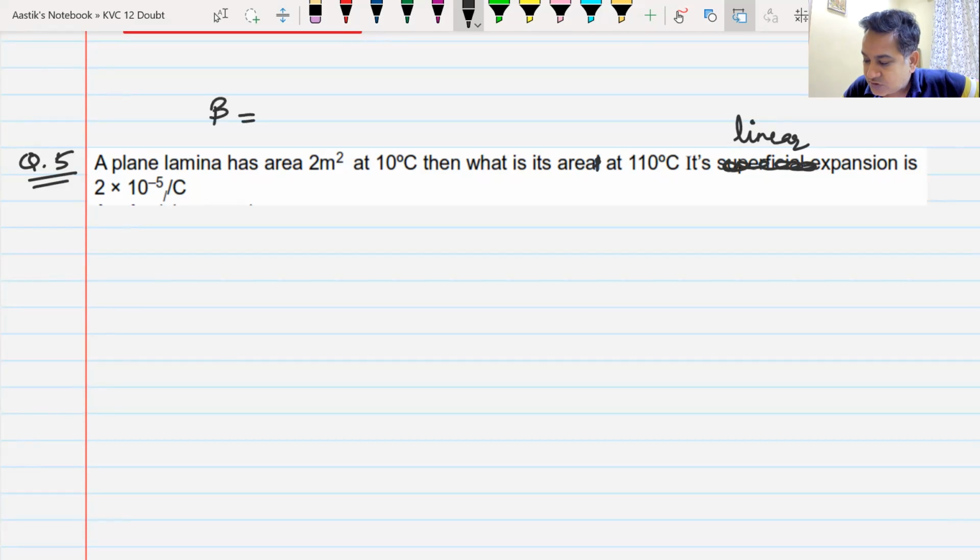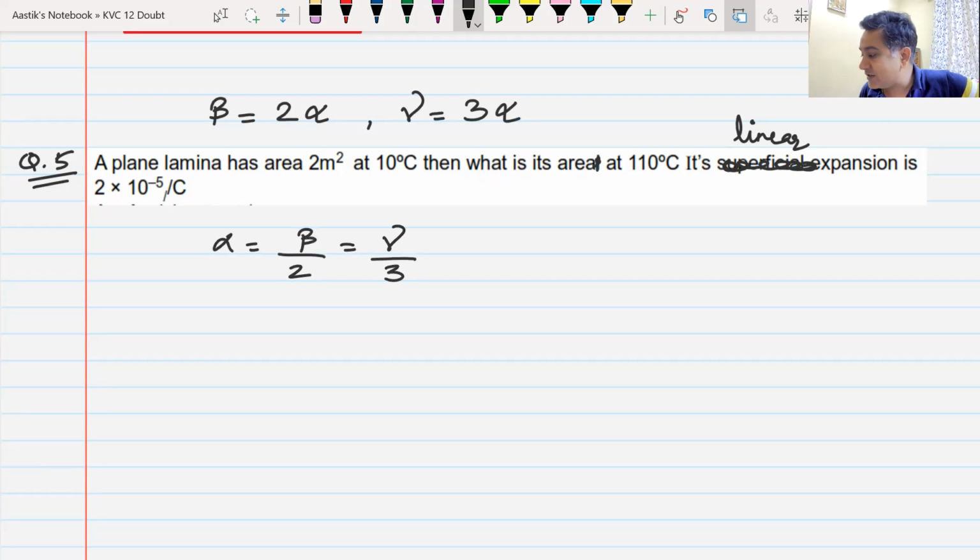Beta is 2 times alpha. What is beta? Beta is the coefficient of areal expansion. Alpha is the coefficient of linear expansion. Gamma is going to come in the next step. Gamma is the coefficient of volume expansion. This is 3 times alpha. So you can write alpha as beta by 2, which is equal to gamma by 3.